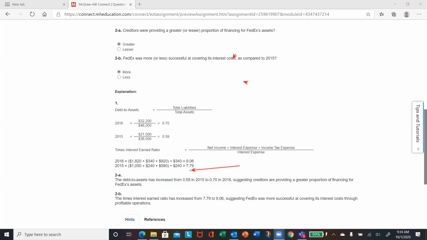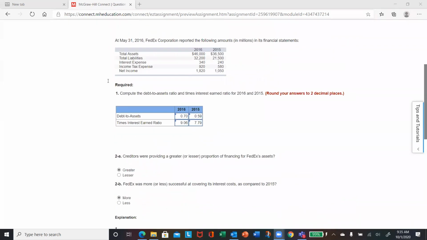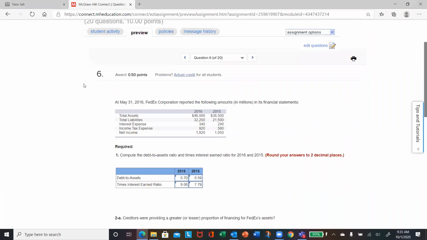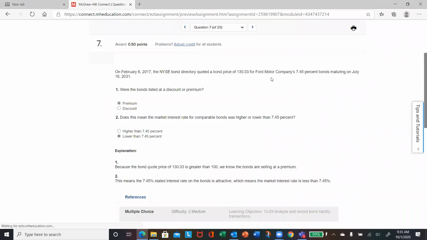Times interest earned increased from 7.79 to 9.06. This means that they are more successful in covering their interest costs through a profitable operation. So times interest earned looks at their ability to make interest payments. But if you think about it, why would they be making interest payments? Because they have debt. So these two ratios kind of go together. One tells you how much your financing is, and then this one goes along with it to tell you how able they are to make these interest payments. And sometimes these interest payments can be huge dollar amounts, huge amounts of cash flows off the books. All right, so that is number 6.